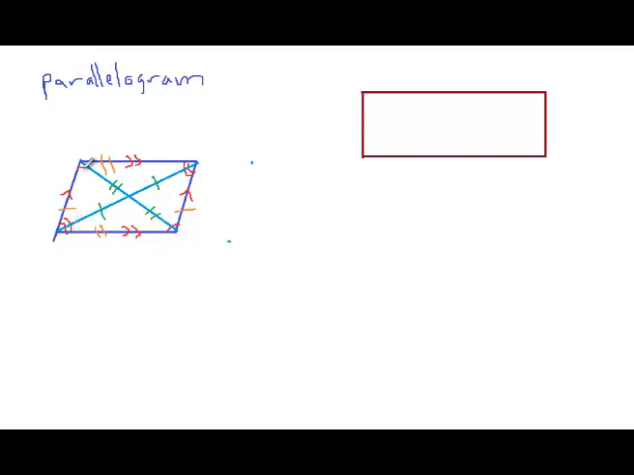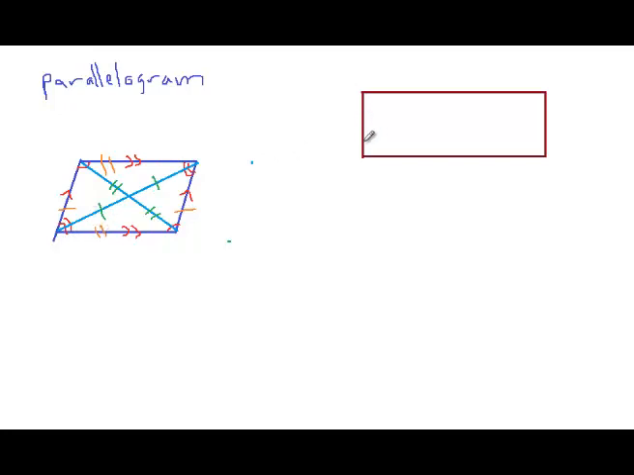This plus this has to equal 180, which is common sense because it's a quadrilateral, so all the angles together have to equal 360. And if all the angles together have to equal 360 and the opposites are equal to each other, then each side has to equal a total of 180.